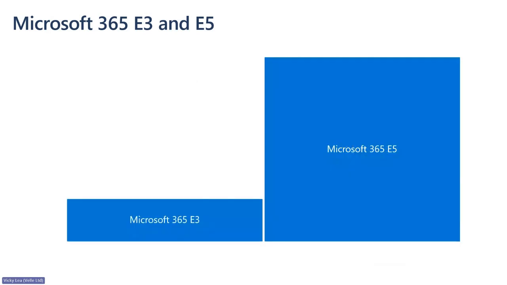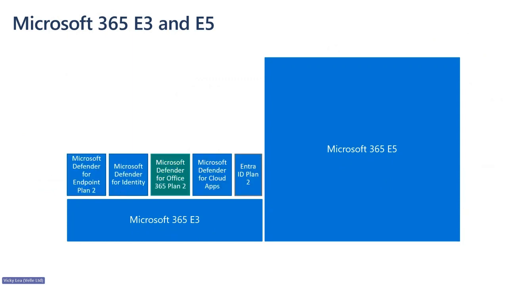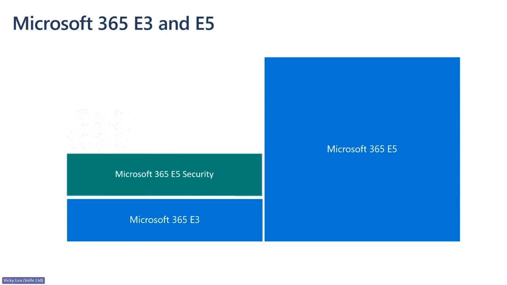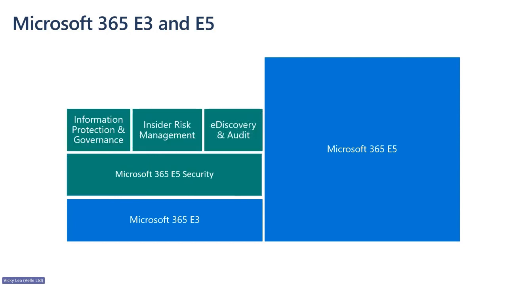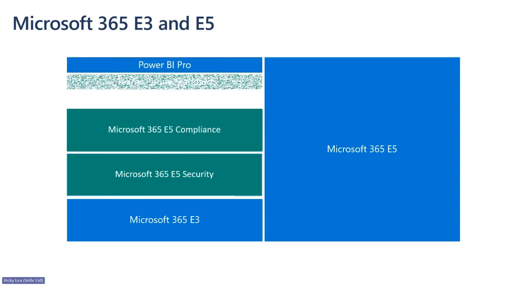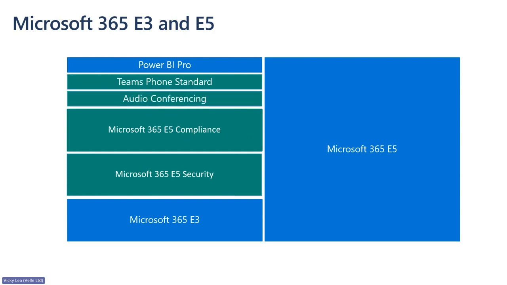So I'm hoping, keeping an eye on the time, getting low on time, that you appreciate here that we've got the ability to buy an E5 if we want, or an E3, but we could start with an E3 and we can layer on all the different components as individual components as part of the security or compliance suite, and as extras like the audio conferencing and Teams Phone. Power BI Pro Analytics, you can add that on top.